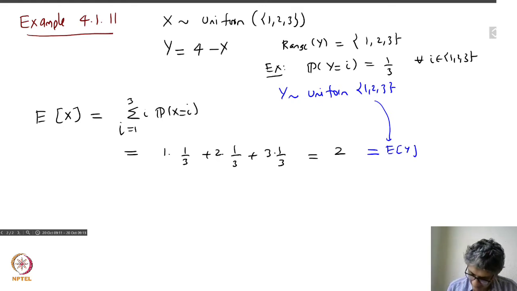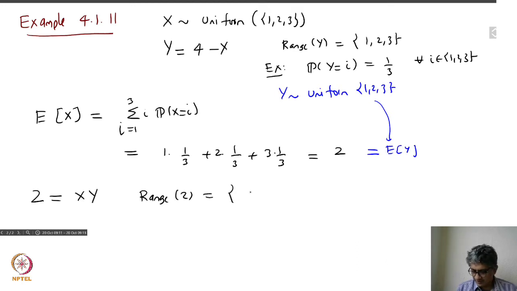Now again, we have seen that expectation sums up. So E of X plus Y will be E of X plus E of Y. But what happens to something like, let's say, if I take Z equal to X times Y? What is X times Y? The range of Z is X times Y, so you have to take all possible values. So it's 1.